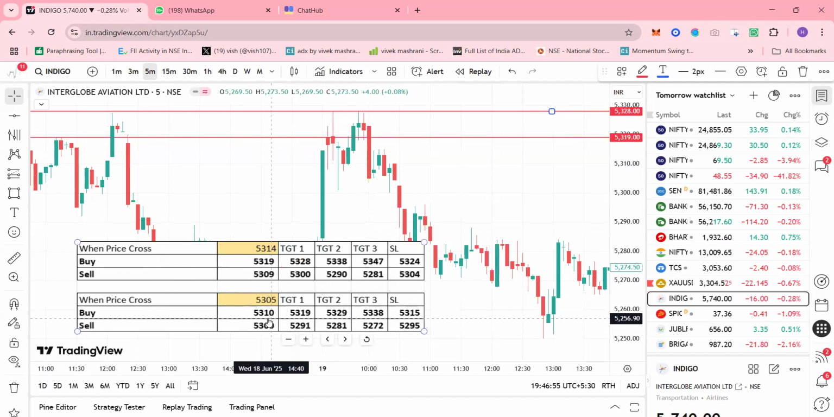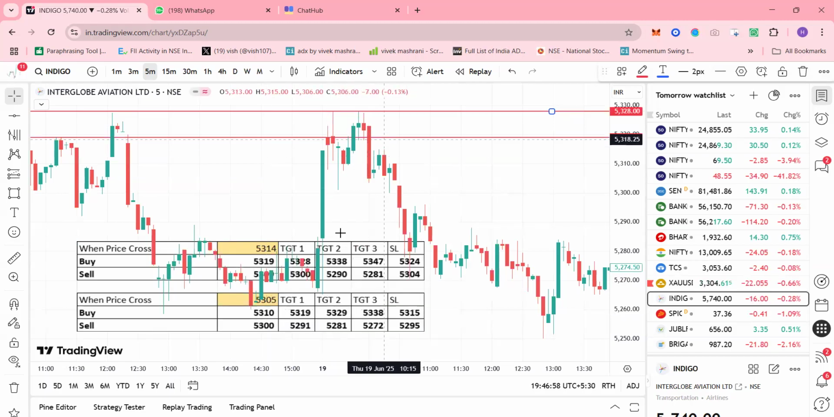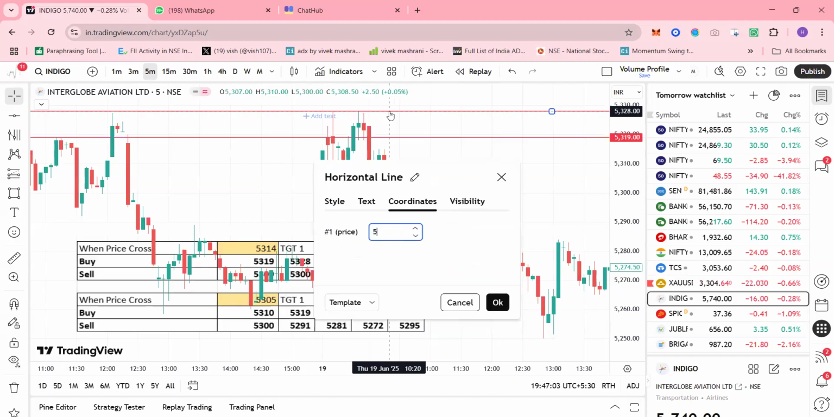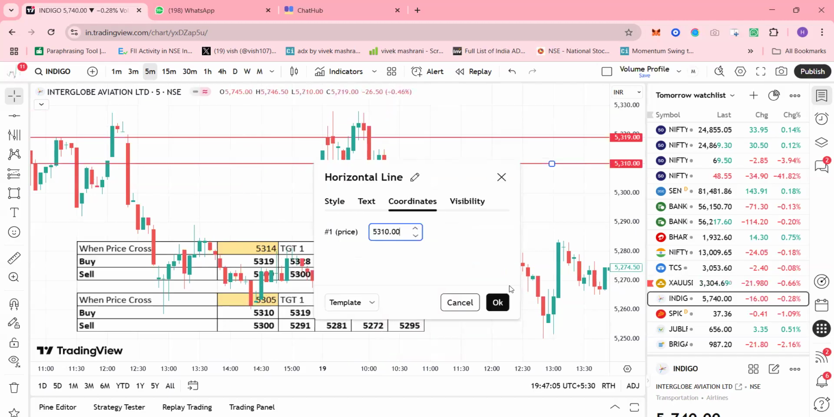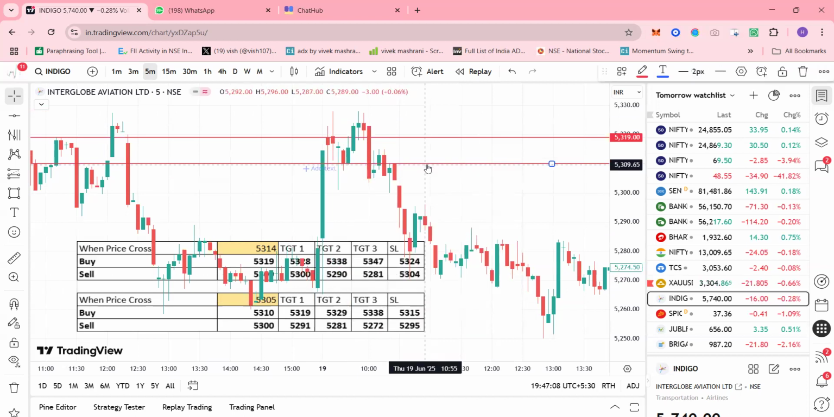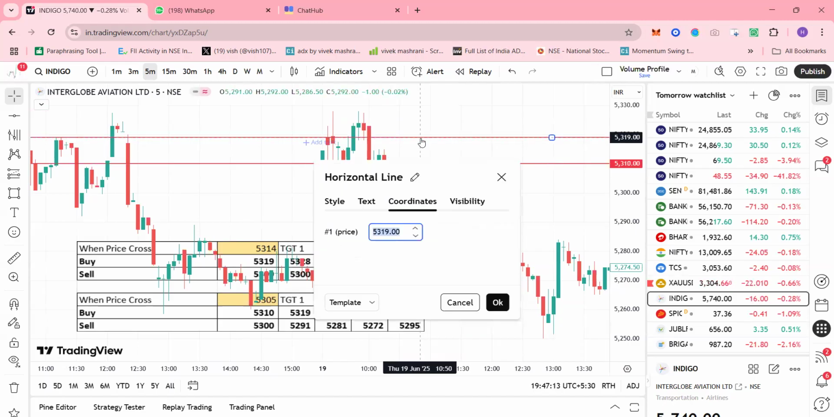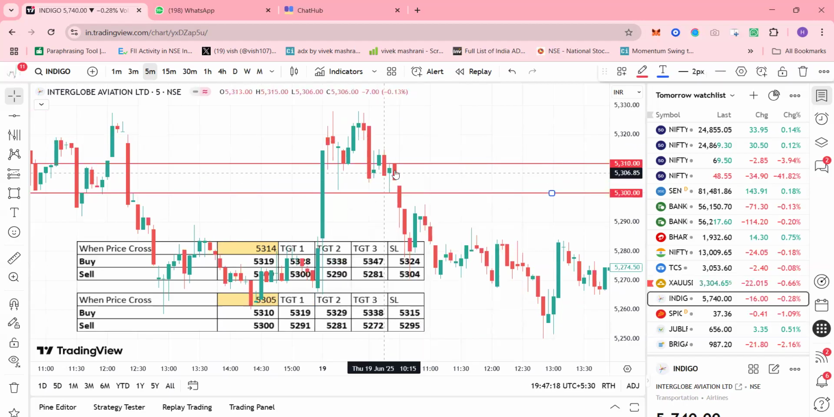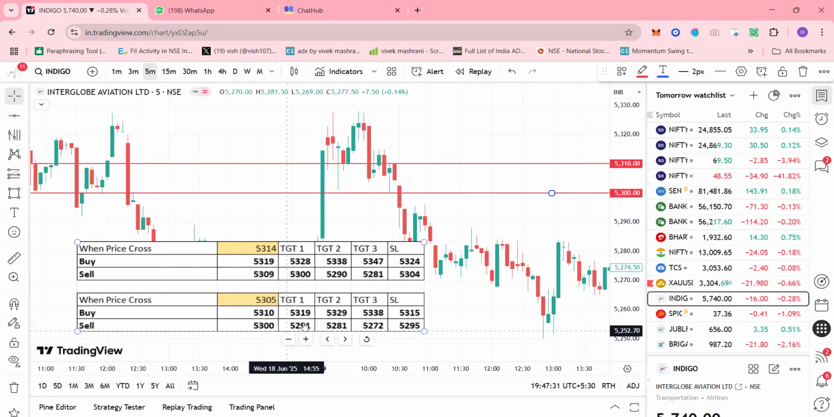After 10 o'clock, I generally take the closing here. So 5310 and 5300. Sell got triggered. The long side almost got triggered here at 10:10, I'm sure that's a stop loss hit, but at 10:30 it gave a short at 5300.